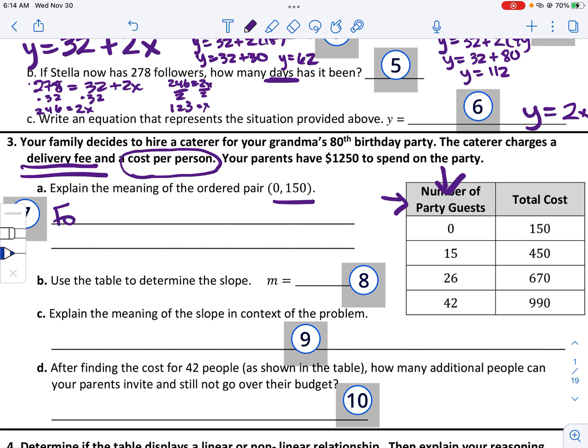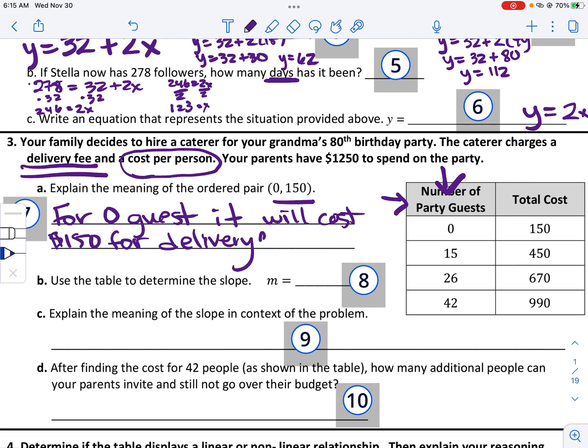So for 0 guests, it will cost $150 for the delivery fee. Isn't that what it says up here? Delivery fee right here. It says that there's a delivery fee.